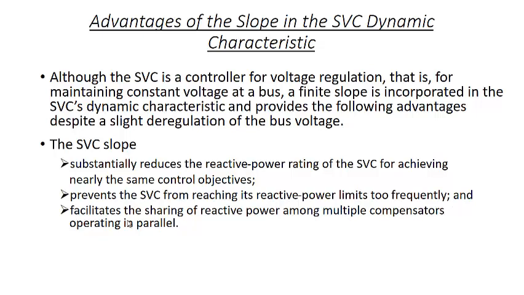So these are three main advantages of the slope that we provide in the dynamic characteristics. So what does this mean? We'll come to know. But these two points are mainly why the slope is usually provided in the dynamic characteristic. Maybe after that, this may be the added advantage.